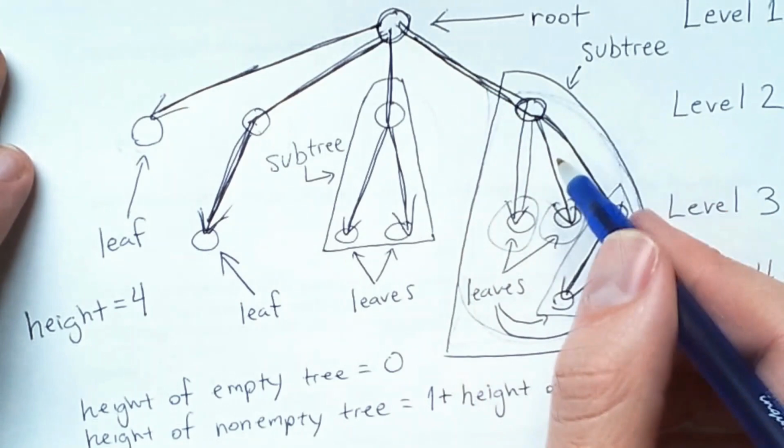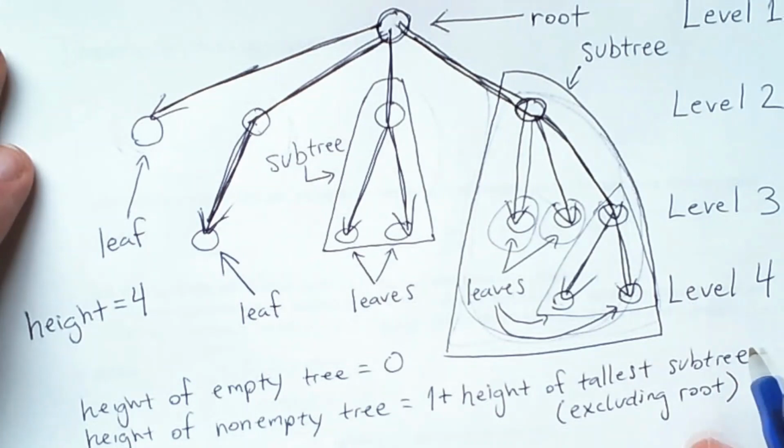So it depends on what definition you're using. We could arbitrarily say that we add 1 to that length, and that would give us the same height definition we're using here, where it's a height of 4. But either way, the path that goes from the root to the deepest leaf would correspond to, I guess, the tallest path through the tree.